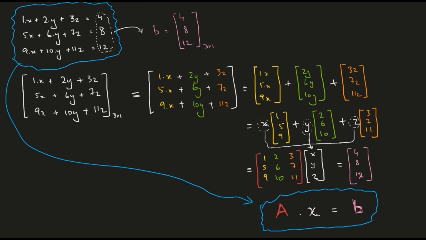Now pause the video and try to figure this derivation out using the inner product method. You don't have to think much about this Ax equal to b right now. Just remember that any system of equations can be represented in a compact way using matrix vector notation.